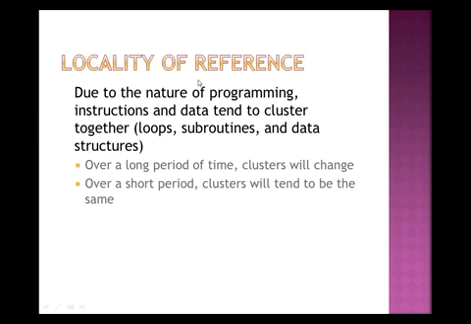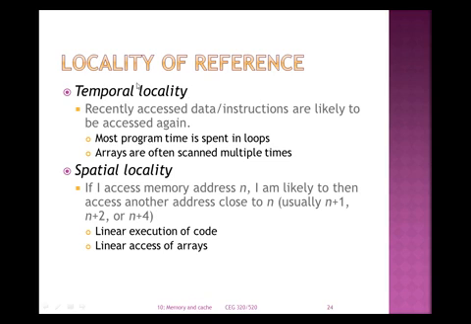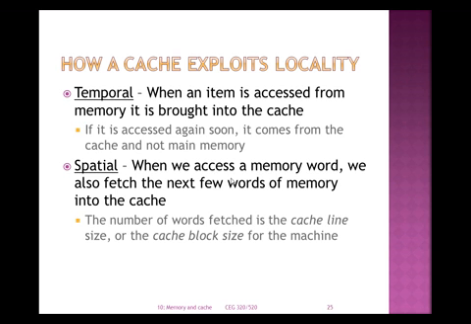Then we have studied the locality of reference. There are two types of locality: one is temporal locality, one is spatial locality. We have studied both. When an item is accessed from the memory, it is brought into the cache. If I want to access the same item again and again, then we have to use the temporal locality.